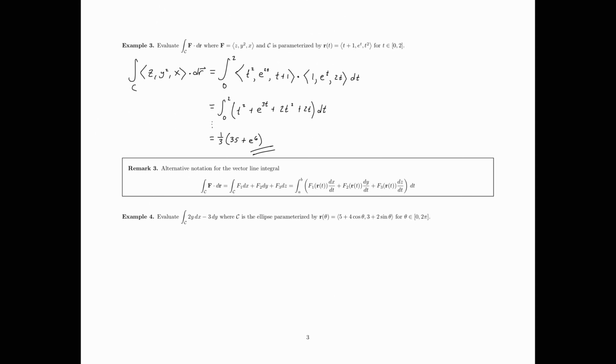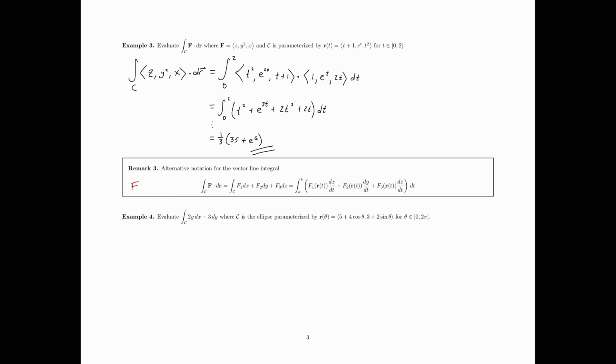All right, the next example, example 4, we're going to take a look at an instance of what is being described here in remark 3, which is a different notation for a vector line integral. So in general, let's take a closer look at this alternate notation.